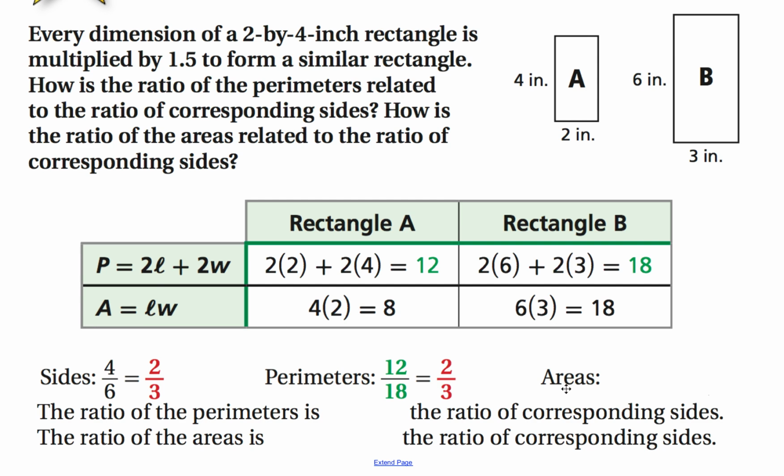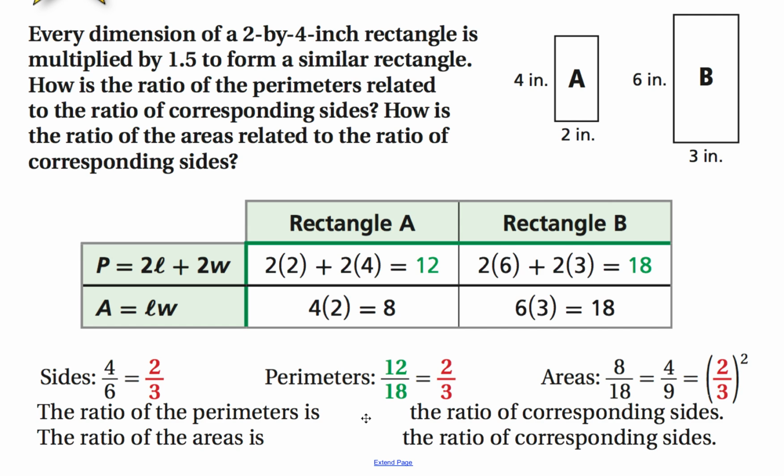Well, what about the area? Does that also have the same ratio? Let's compare the areas of the two. The area of A was 8 and the area of B was 18. Well, if we divide both of those by 2, we get 4 to 9. And 4 to 9 is not the same as 2 to 3, but it's the same as 2 to 3 squared. Okay, so if we square 2, we get 4. If we square 3, that's 3 times 3, we get 9. So it's the same as 2/3 squared.